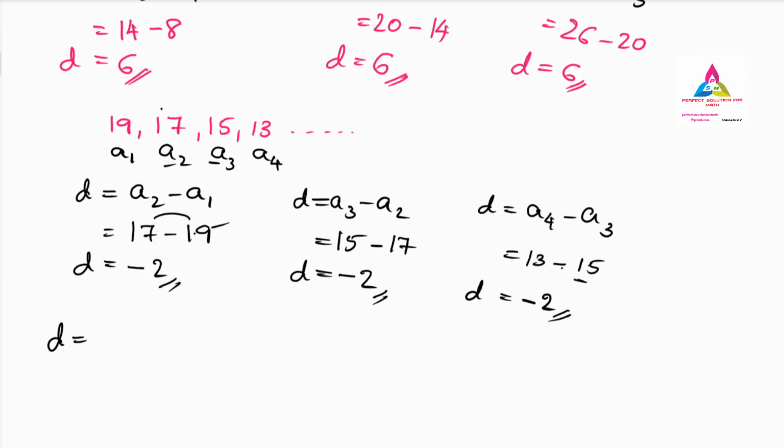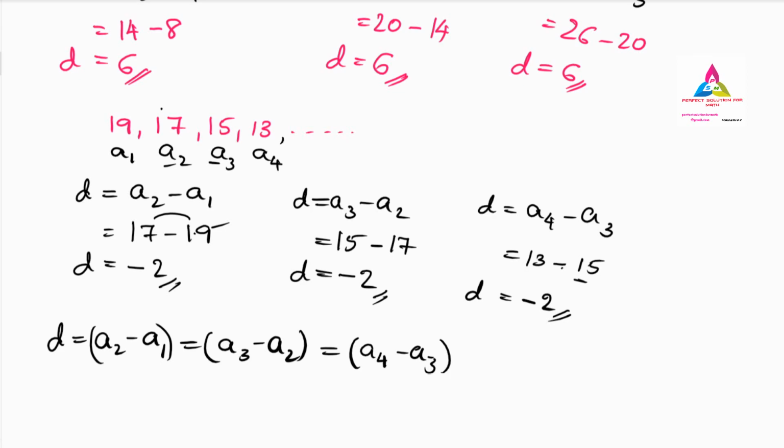So D is equal to A2 minus A1, that is equal to A3 minus A2, that is equal to A4 minus A3. If we have further numbers after 13, like 11, 9, and so on, if we have the fifth term, sixth term, seventh, eighth, then also we can continue with A5 minus A4, A6 minus A5, and so on.